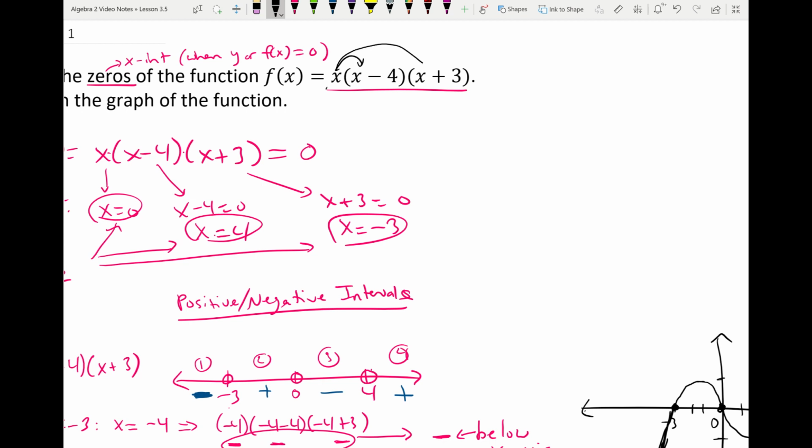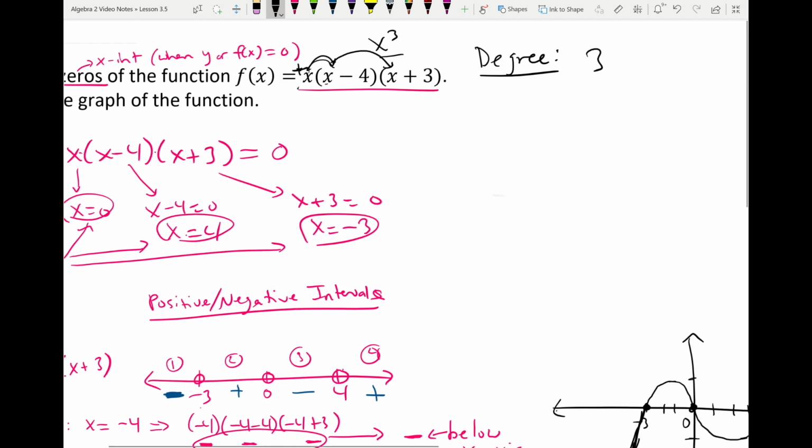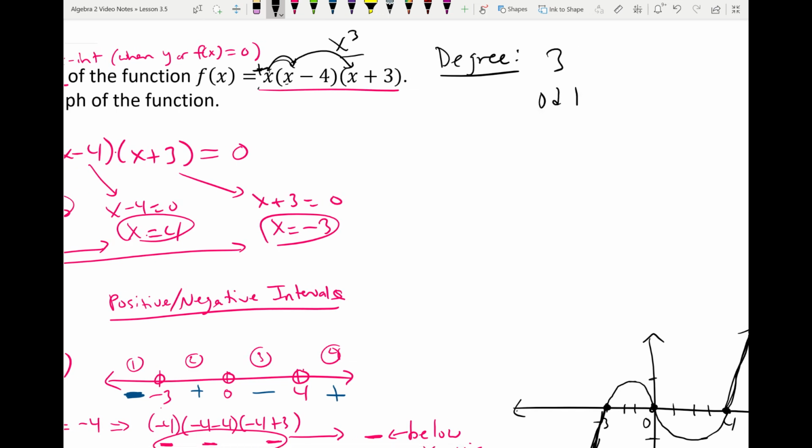the degree of this polynomial is 3, because x times x is x squared, and then if I were to do x squared times x, that would give me x cubed. So the highest power is going to be 3, and it's a positive leading coefficient, right? It's positive because it's just positive x. So that means that it's odd and it's positive.